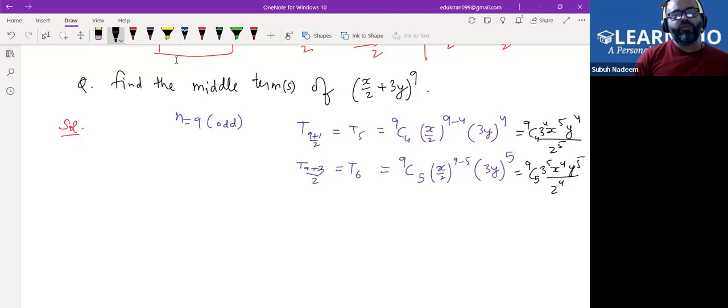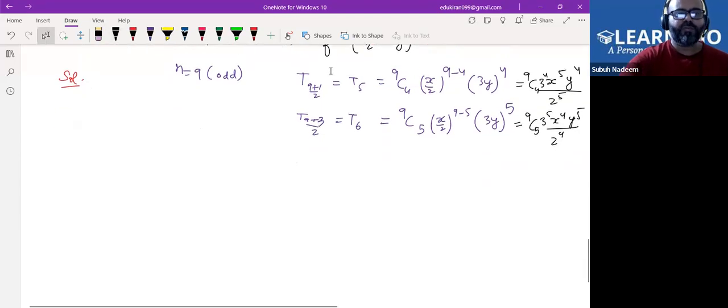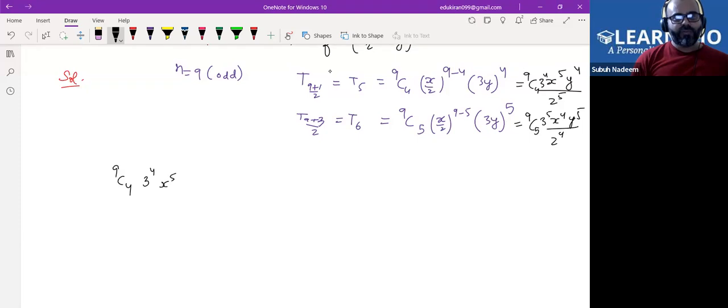Rest, if you want to simplify further, you can simplify it. Like one I will simplify, another one you will simplify as homework. So if you want to simplify this, 9C4, 3 to the power 4, x to the power 5, y to the power 4 by 2 to the power 5. So this will be 9 factorial by 4 factorial into 5 factorial.